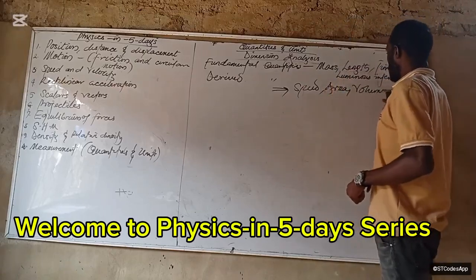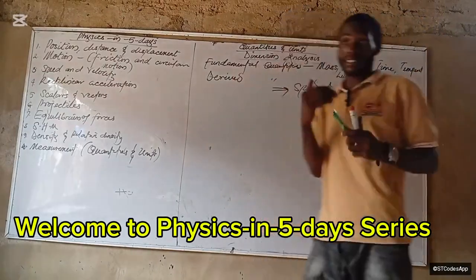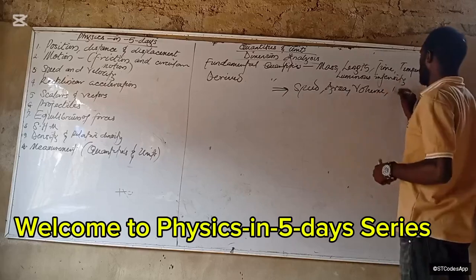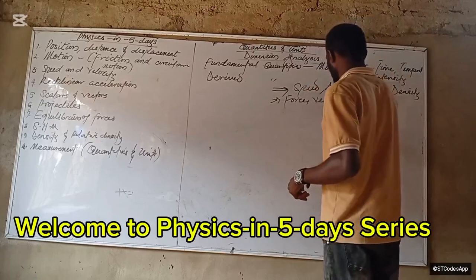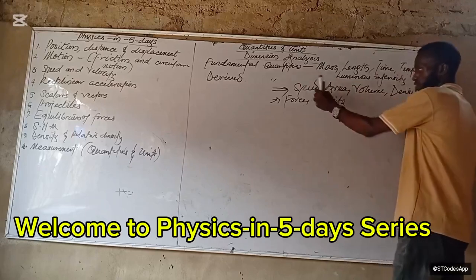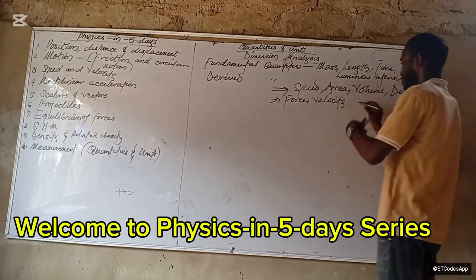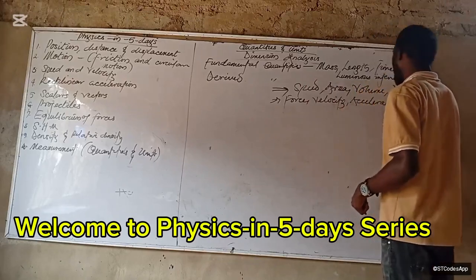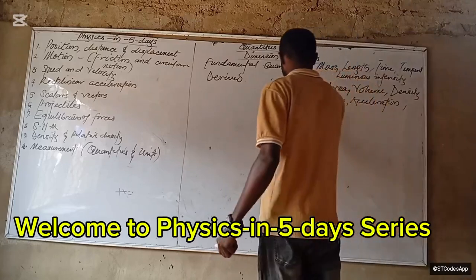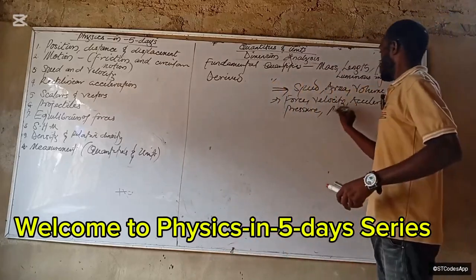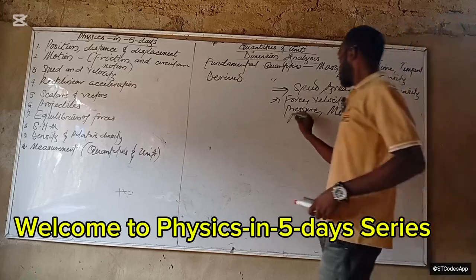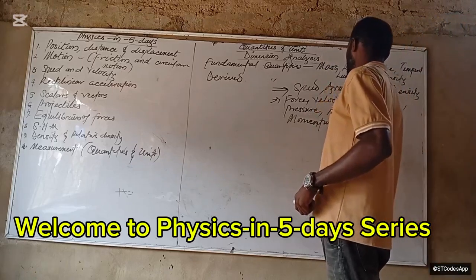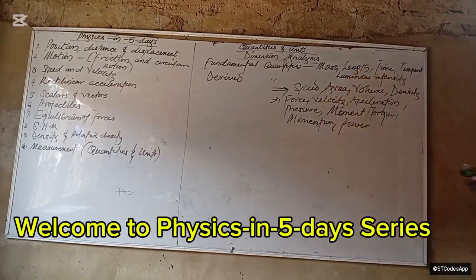The fundamental quantities we defined as the basic quantities that are used to define all other quantities. They cannot be described or defined by other quantities. We say they are the primary quantities. Now, the derived quantities are the ones that are defined by fundamental quantities.